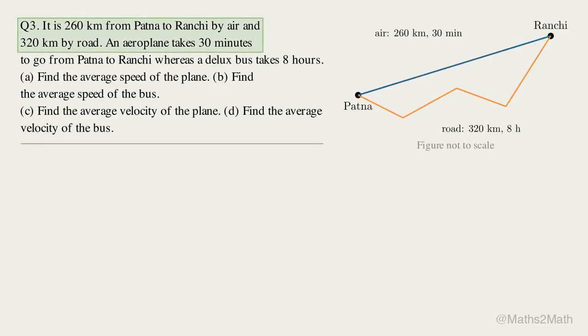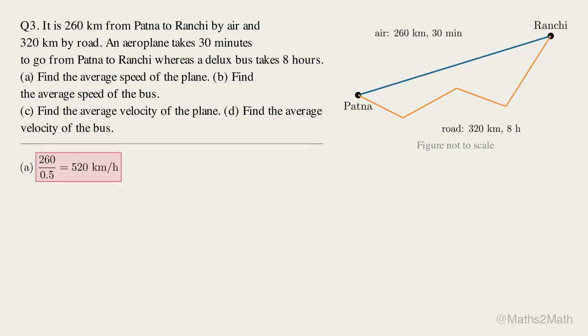Question 3. Patna to Ranchi is 260 kilometers by air and 320 by road. The plane takes 30 minutes, the bus takes 8 hours. Find the average speed of each and the average velocity of each. What does this mean? Speed uses the path actually traveled. Velocity uses the straight line displacement of 260 kilometers for both.